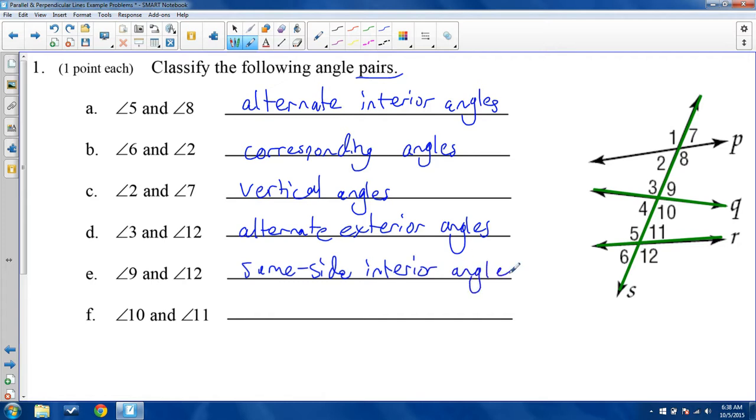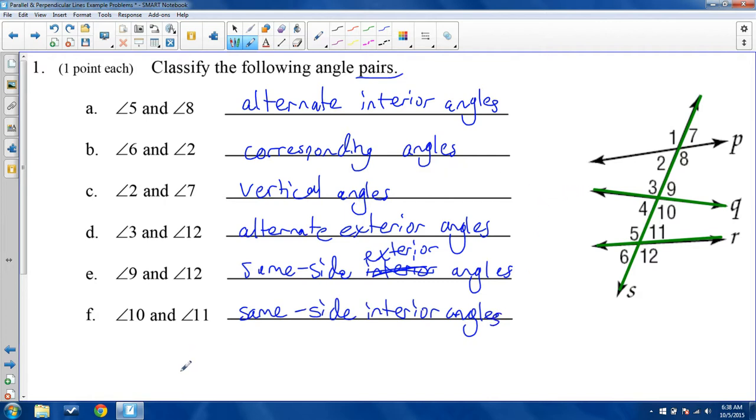And then finally, you have 10 and 11, which again, with the same 2 lines and the transversal, here's 10, here's 11. Now these are on the inside, so these are, oh, I'm sorry, I wrote interior here. These are exterior. 10 and 11, same side on the inside. They are same side interior angles. My fault for what I wrote before.